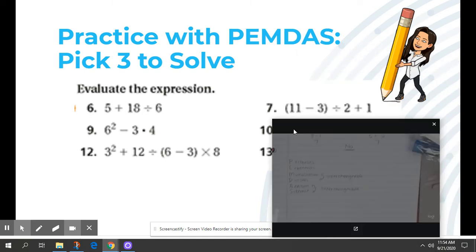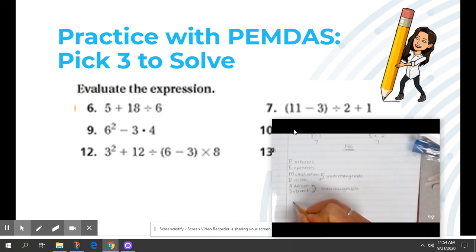Let's do problem 7. So you're going to write problem 7 down. This is number 7. And the problem is 11 minus 3 divided by 2 plus 1.